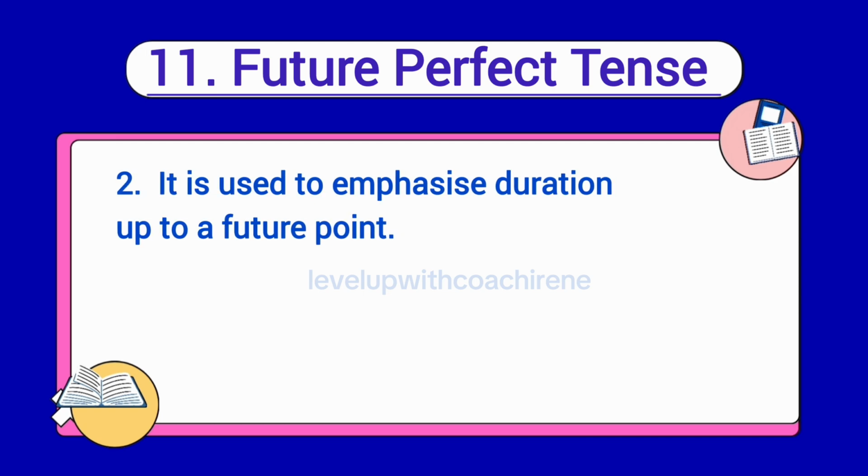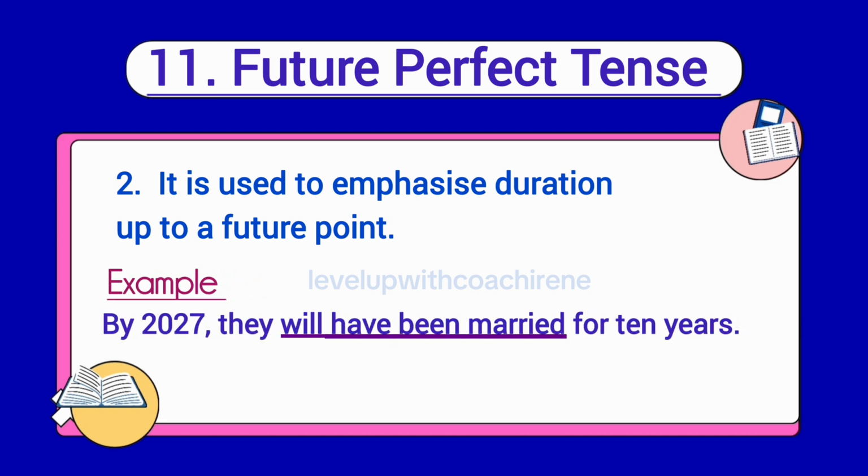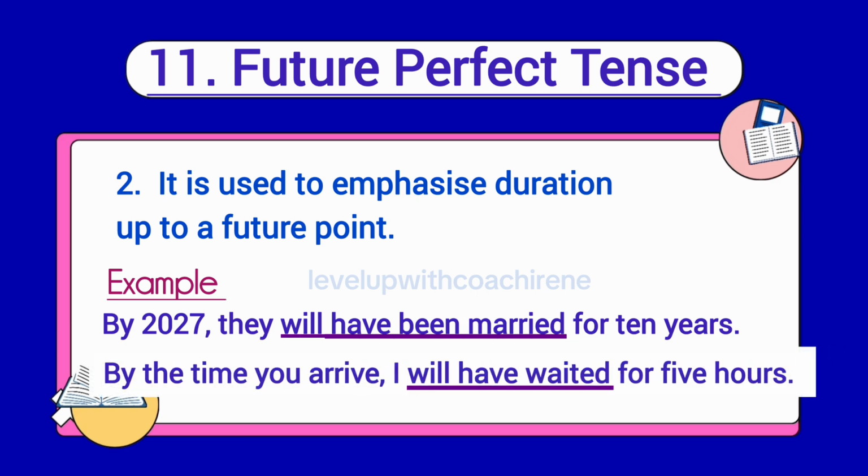Number 2, it is used to emphasize duration up to a future point. For example, by 2027, they will have been married for 10 years. By the time you arrive, I will have waited for 5 hours. Notice that the future perfect focused on completion before a specified future time. Time expressions like by or by the time are commonly used with the tense to specify the future point.